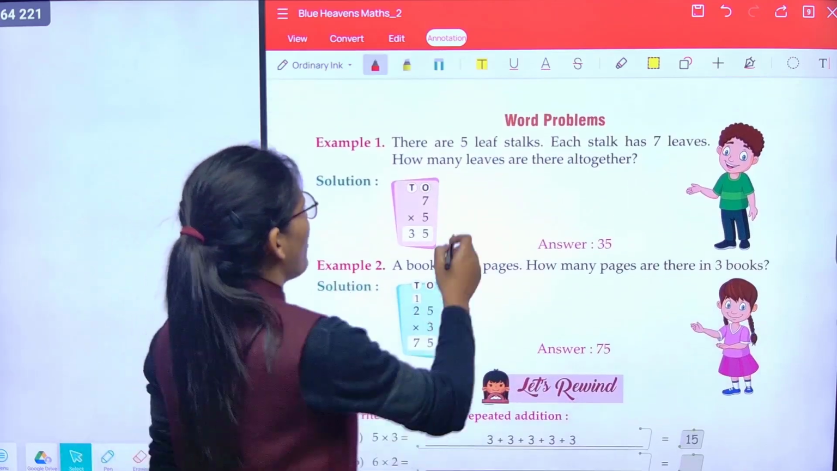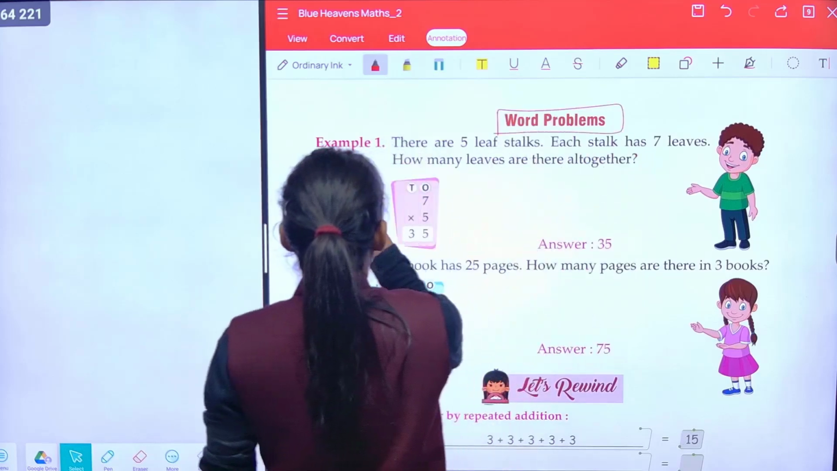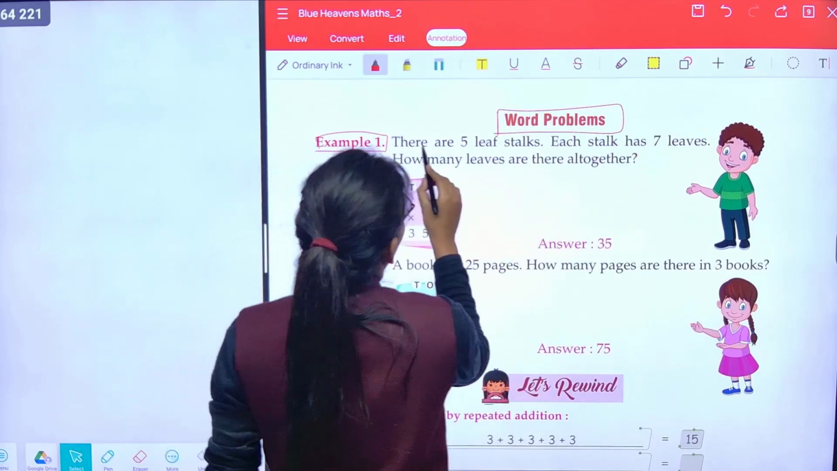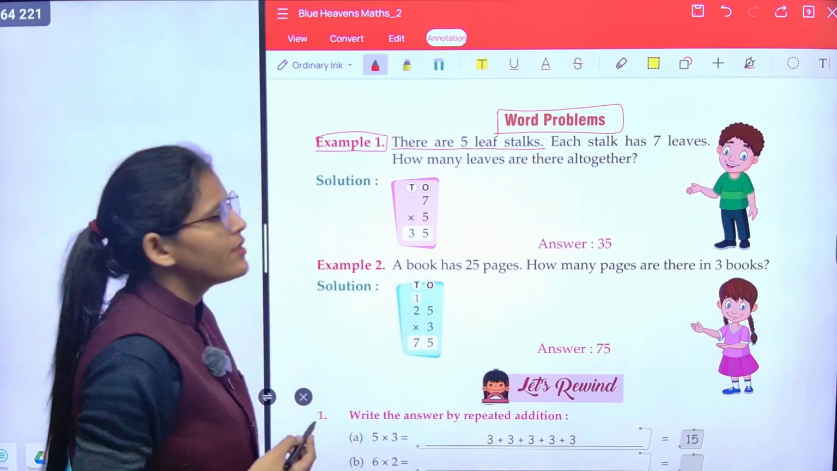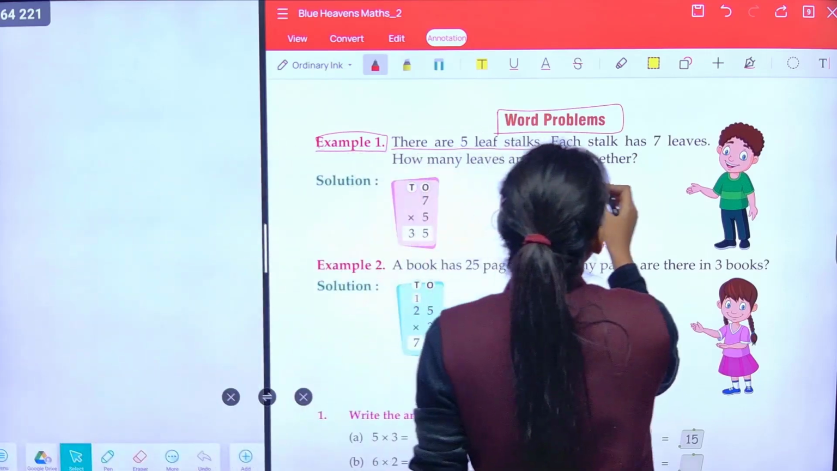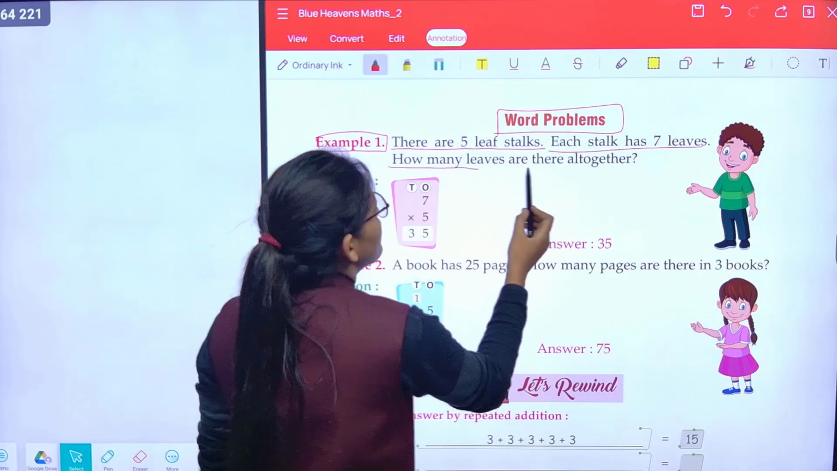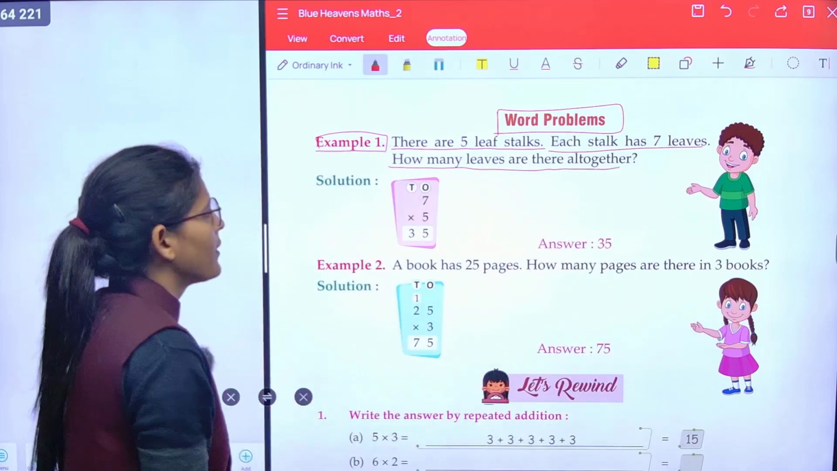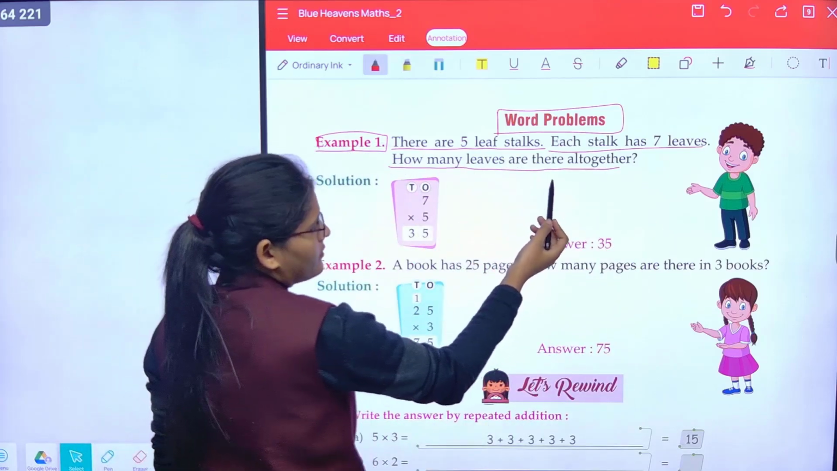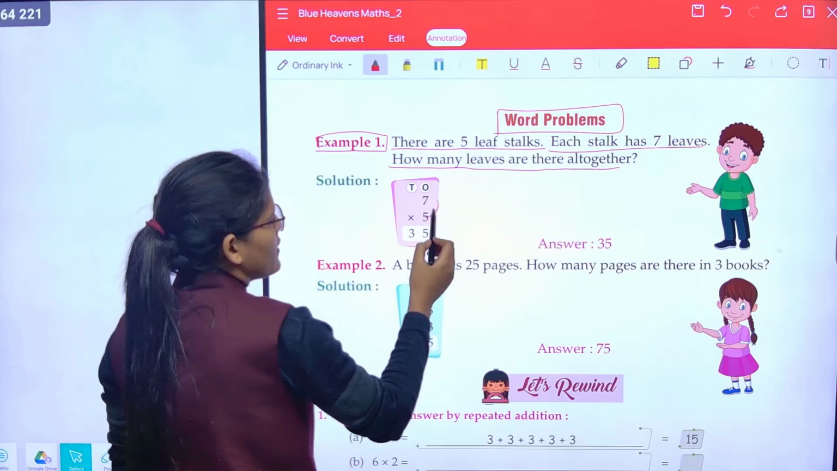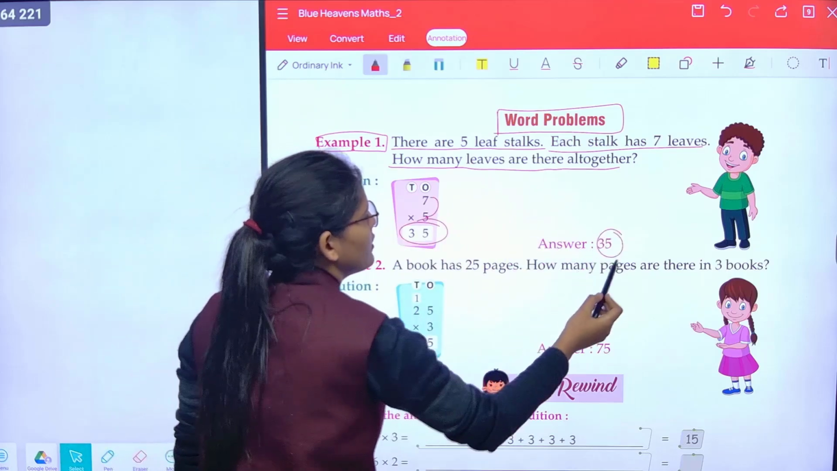See the word problems now. Example number 1. There are 5 leaf stalks. Each stalk has 7 leaves. How many leaves are there all together? 7 5s are 35. So the answer is 35.